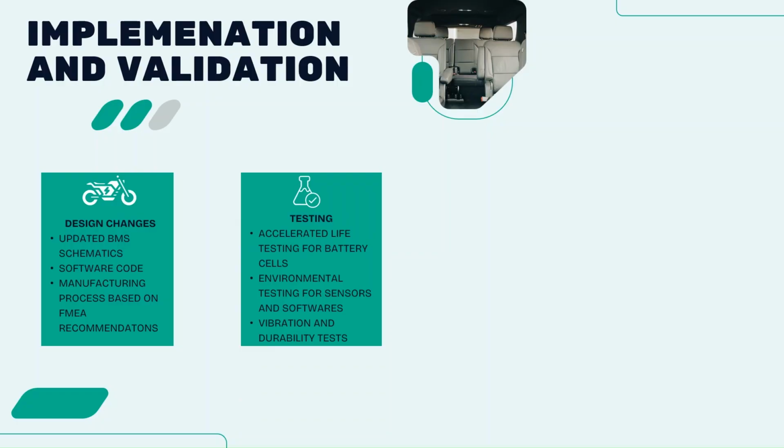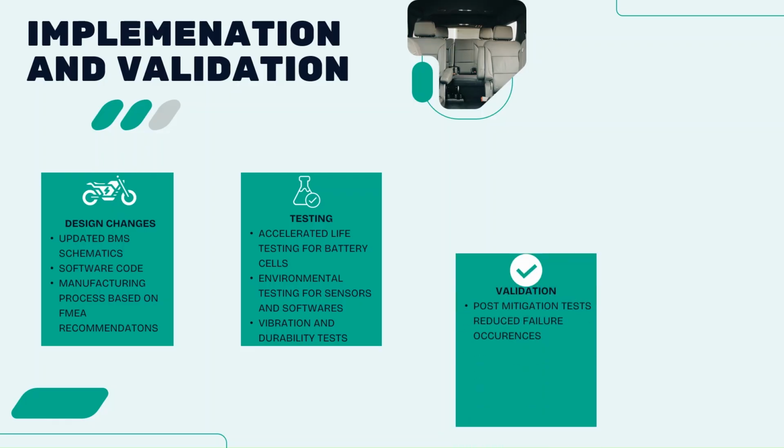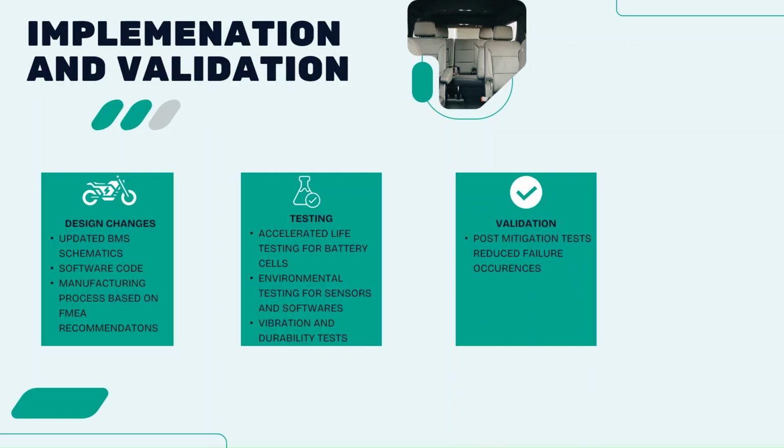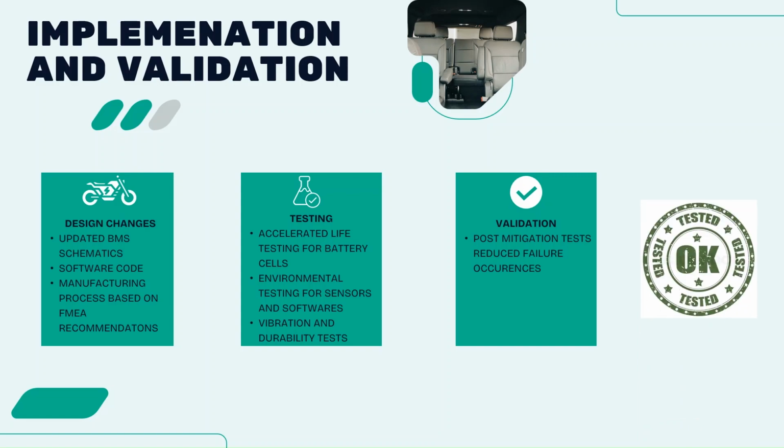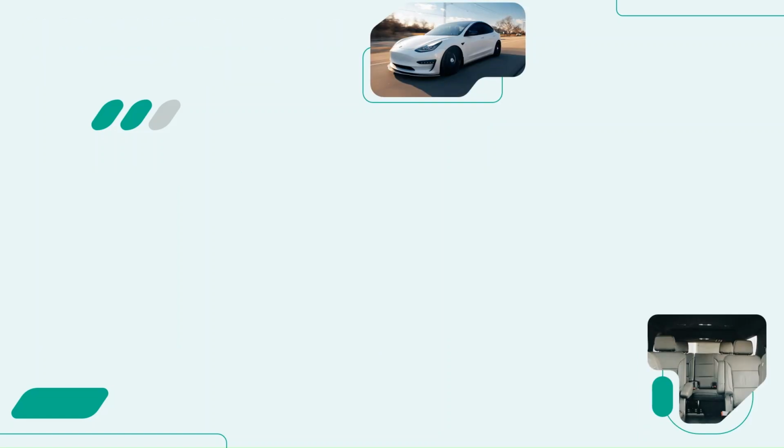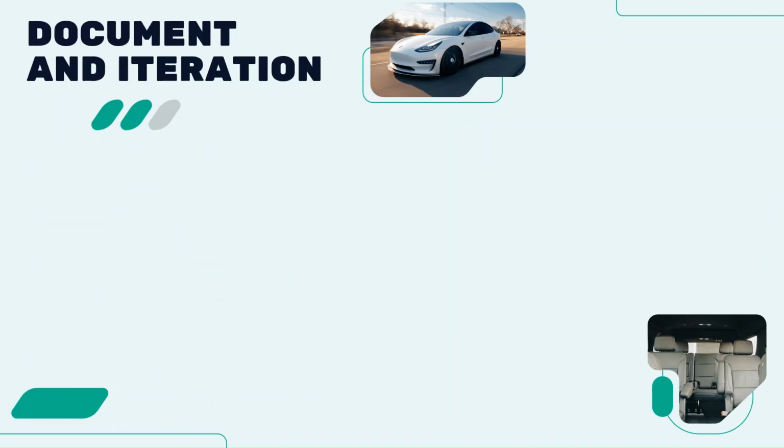After the design changes are made, certain testings are to be done. Accelerated life testing for battery cells, environmental testing for sensors and software, vibration and durability tests. After testing, validation is to be done. And our validation said that post mitigation tests reduce failure occurrences. This is a positive sign. So, yes, we are okay and tested. Let's go to the next slide and understand document and iteration.